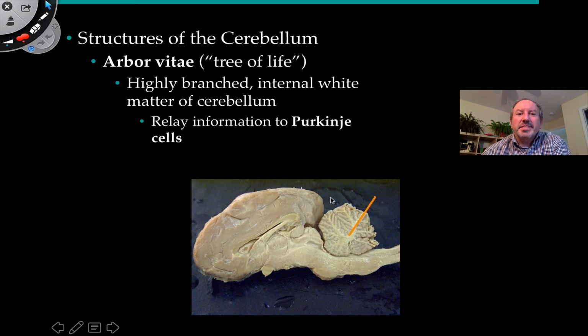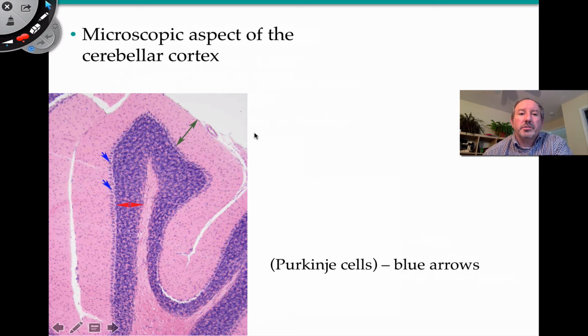And so what this does is that it relays information. The arbor vitae does. It relays information to the Purkinje cells. Now the Purkinje cells, pretty cool. Now you can't see the Purkinje cells, maybe obviously, because this is again, naked eye right here. This is the gross mid-sagittal cut of the brain. But with the microscope, you can look on a cellular level.